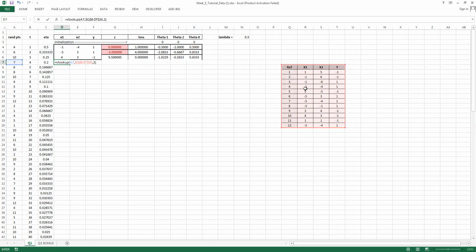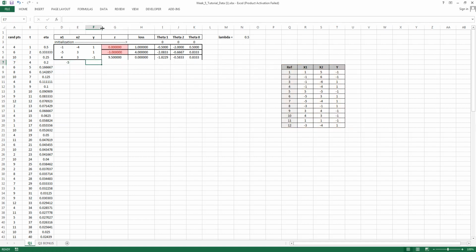Now, with VLOOKUP, it's important that the numbers you're looking up are in the first column. So this table has to be laid out like this. If you laid out the table x1, x2, y, and then the reference numbers on the right, the vertical lookup formula wouldn't work properly. It always looks in the first column for whatever you're looking up. So it's looking in the first column for the number 7, and then it's going to return whatever's in the second column. So it should return -5 when I hit enter. And it does. So that's good.